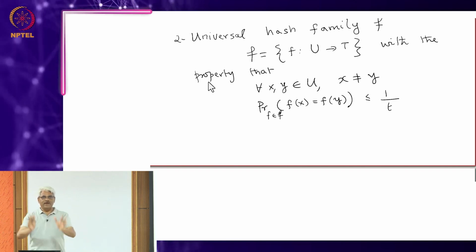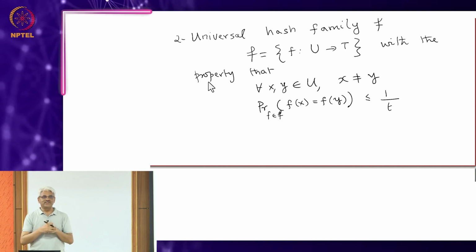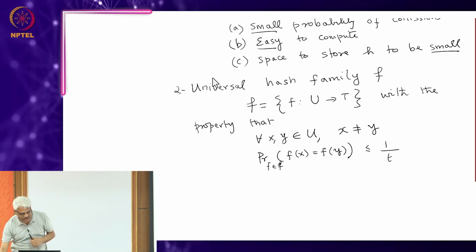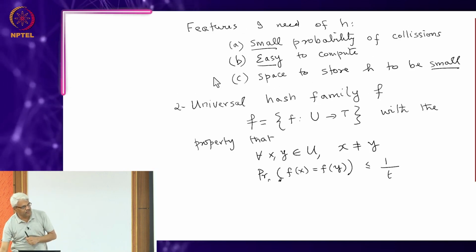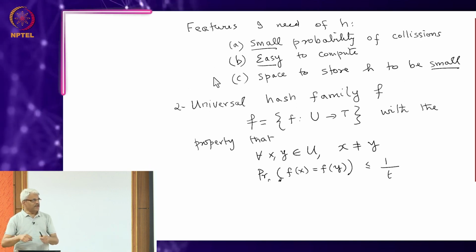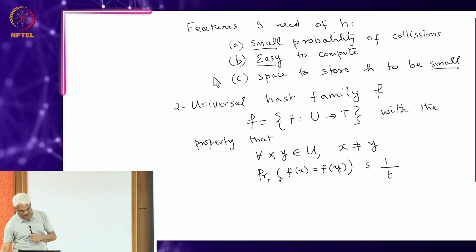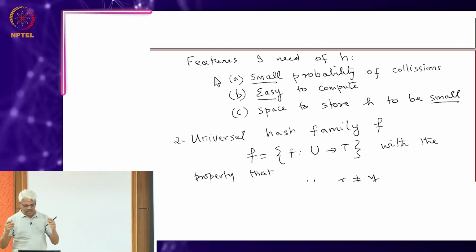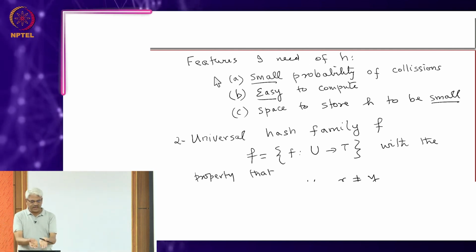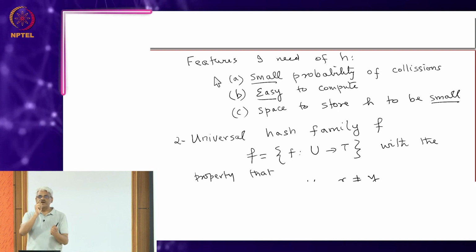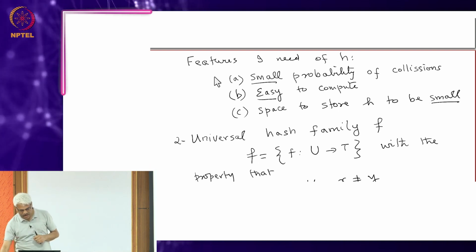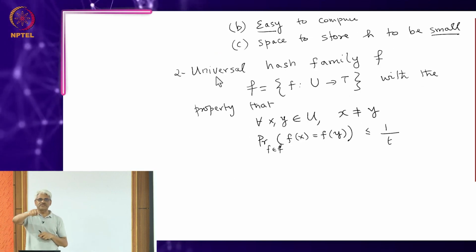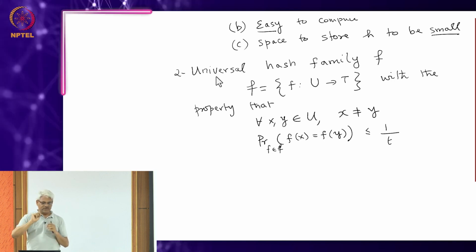This is a definition anyway. Why bother? I'm going to define it this way, and then we will see the use of this definition. Property A is what is spelt out now: the small probability of collisions. If I want a good function h, you give me such a hash family, I pick a random function from this family, and that has the nice property that the probability that any pair of elements get mapped to the same location is at most 1 over T. This 1 over T is my measure of small probability of collision.